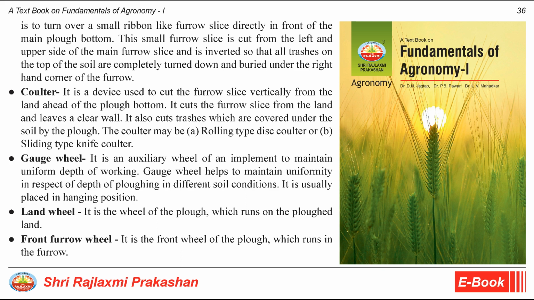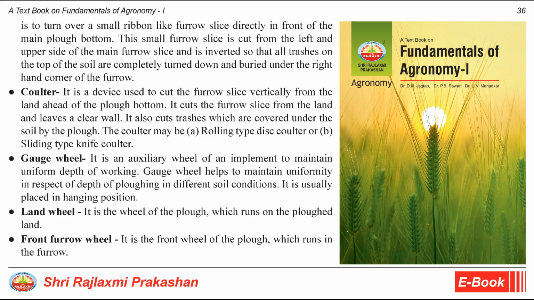Coulter. It is a device used to cut the furrow slice vertically from the land ahead of the plough bottom. It cuts the furrow slice from the land and leaves a clear wall. It also cuts trashes which are covered under the soil by the plough. The coulter may be A. Rolling type disc coulter or B. Sliding type knife coulter. Gauge wheel. It is an auxiliary wheel of an implement to maintain uniform depth of working.